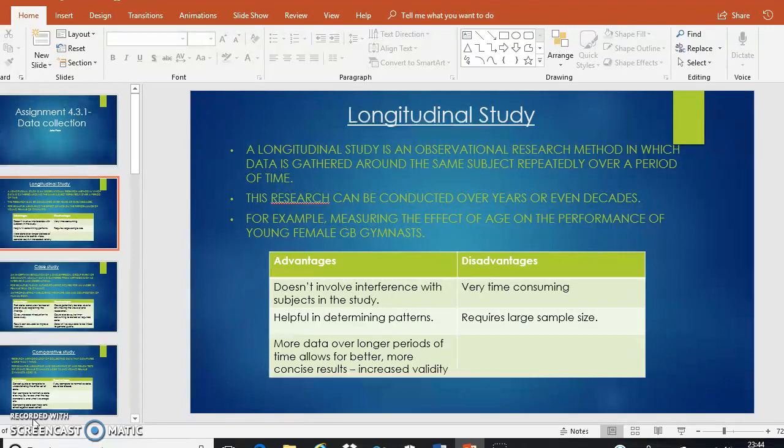so they can essentially carry on in their natural environment. It's helpful in determining any patterns. There's more data over longer periods of time, providing more concise results so that they are more valid. And disadvantages are that this takes a very long time and requires a large sample.